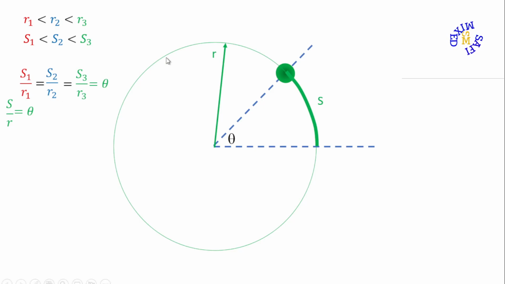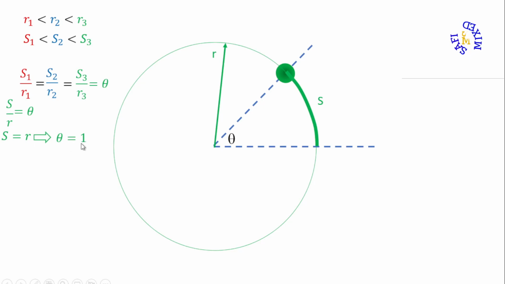Now, if we choose the arc length to be exactly equal to R, that is, this situation where the arc length is exactly equal to the radius of the circle, then substituting this value into this equation leads to theta equals 1. That is, the central angle would have a magnitude equal to 1.